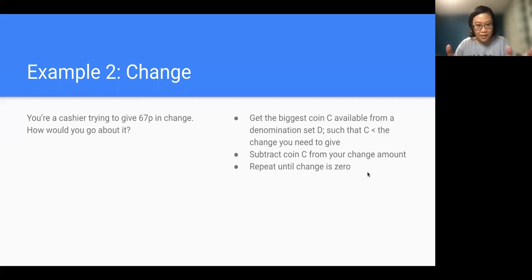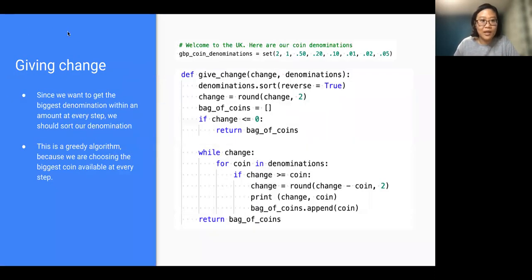So again, you see a pattern here where you have an array of options. You have a number of coins you can choose from to give change, but you make a decision on which coin to go for. In this case, we just pick the biggest coin available that is less than the amount that you need to give. So what does that look like in code? We said we want to get the biggest denomination from the set of coins that we have.